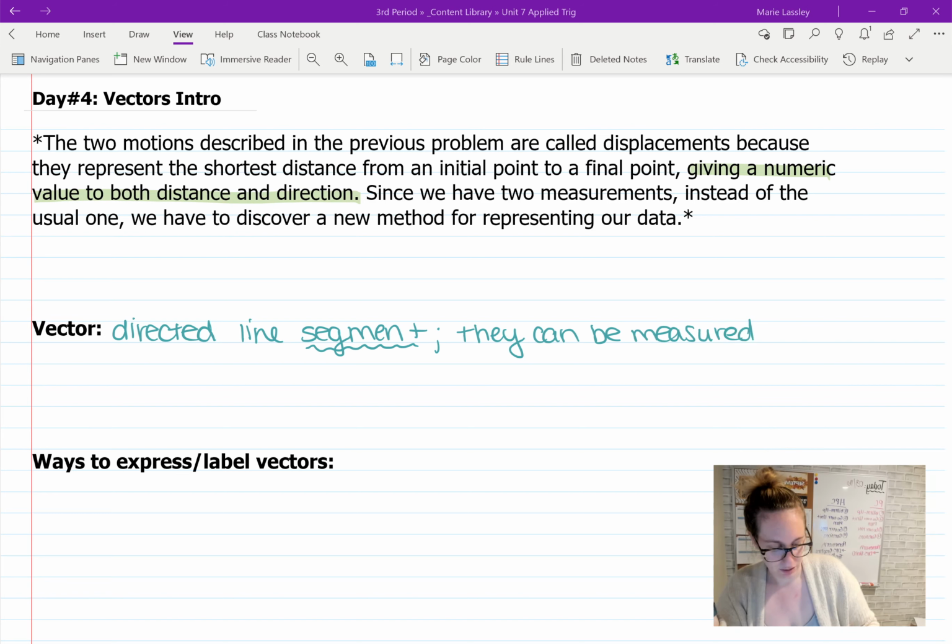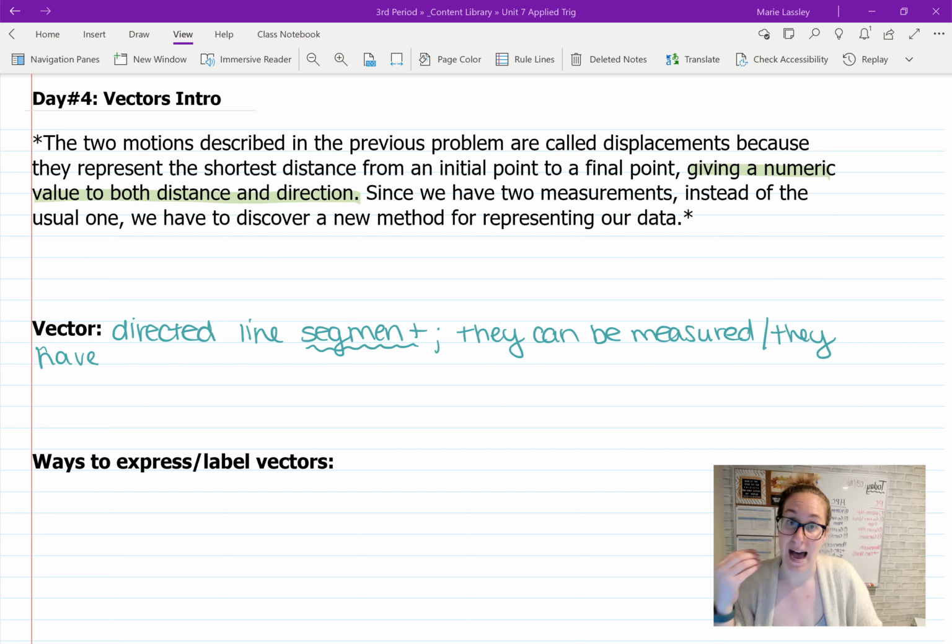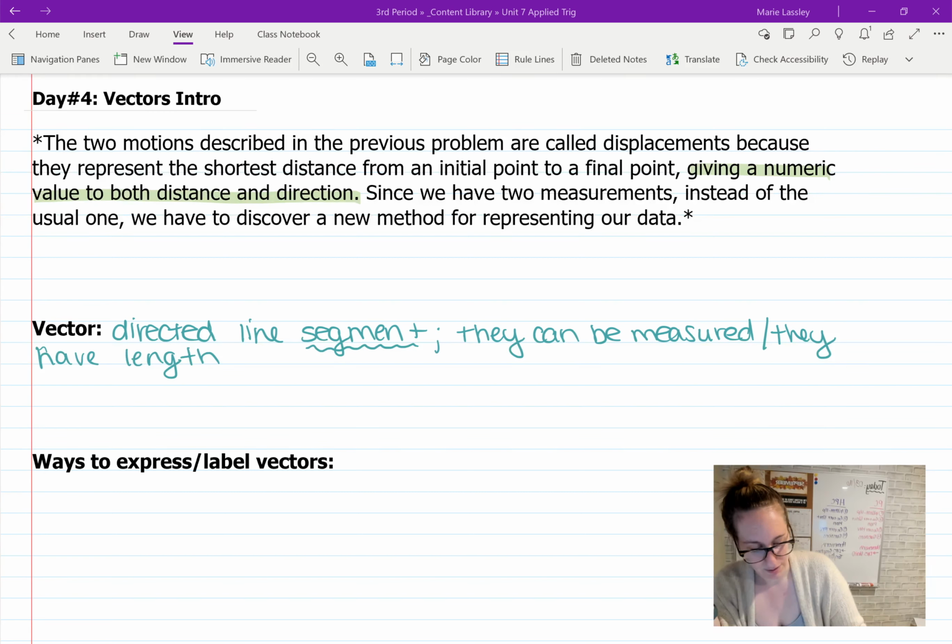So we'll just write: they have length. Now we call this length the magnitude. It's just a vocab word, nothing scary. The length of our vector, we call the magnitude of our vector.